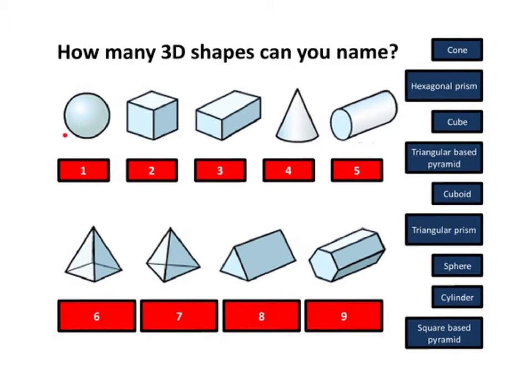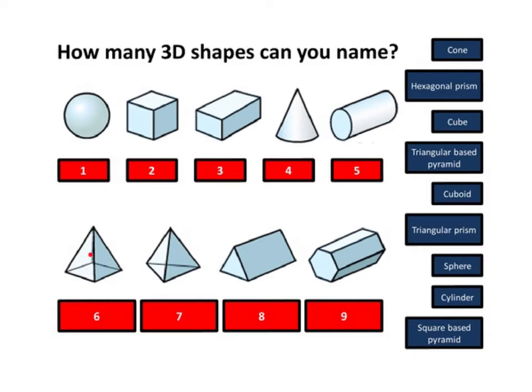Shape number 1 is a sphere. Shape number 2 is a cube. Shape number 3 is a cuboid. Shape number 4 is a cone. Shape number 5 is a cylinder.